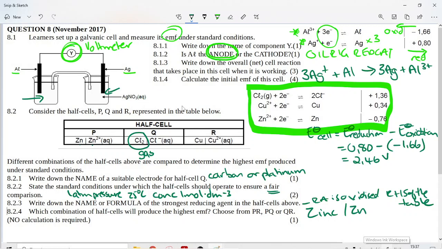Which combination of half cells will produce the highest EMF? Well, if you look here, you need one that has a strong forward reaction and one that has a strong reverse reaction. So we're going to want to mix the chlorine and the zinc. Okay, so the chlorine is Q and the zinc is P. So the answer is PQ. They are the furthest apart in the table, most likely to have a spontaneous reaction, and if you put the values in, you will see that they will give you a very, very nice positive value over 2 volts.